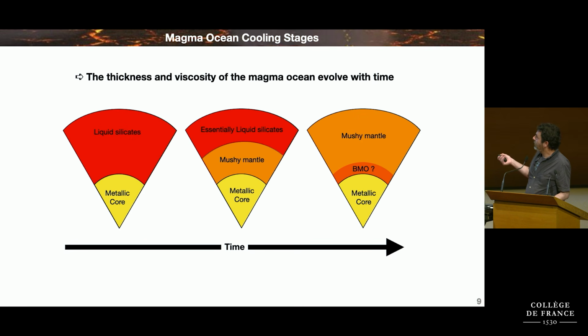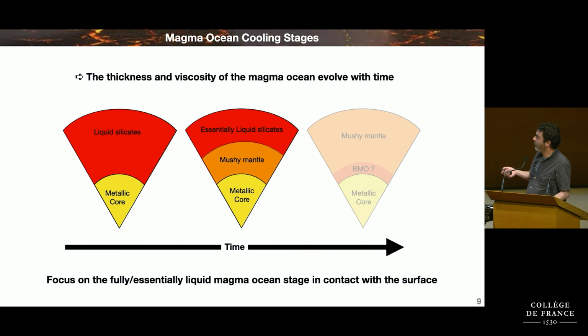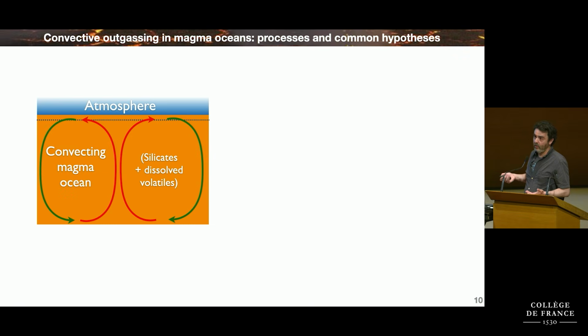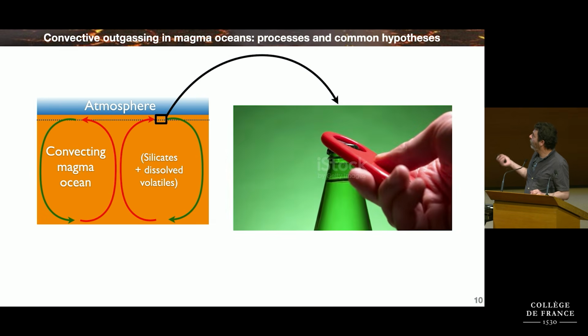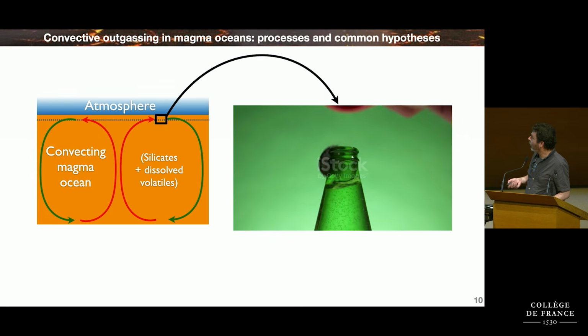But this is the stage that lasts the longest, but this is not what I'm going to focus on during this presentation. I'm going to talk about the stage where you have an essentially liquid magma ocean in contact with the atmosphere. And in this context, the outgassing of volatile elements occurs through two processes. The first one is that you need to bring material to shallow depths, shallow pressure, at which you can start to form bubbles. And this is essentially what happens when you open a bottle of San Pellegrino or Coca-Cola or beer, anything that contains volatiles.